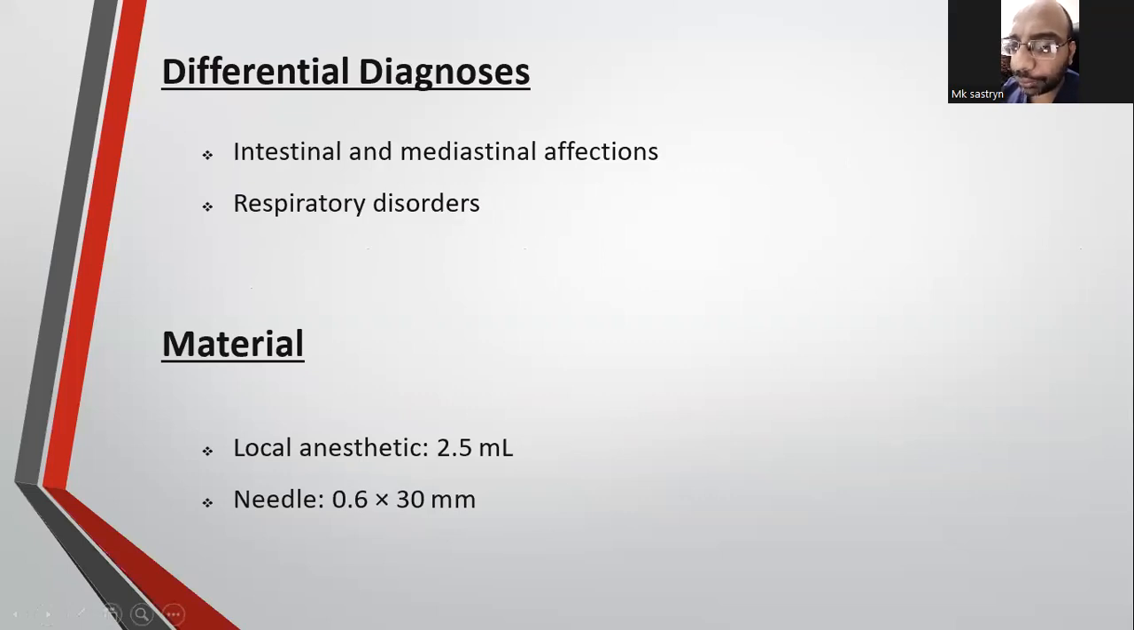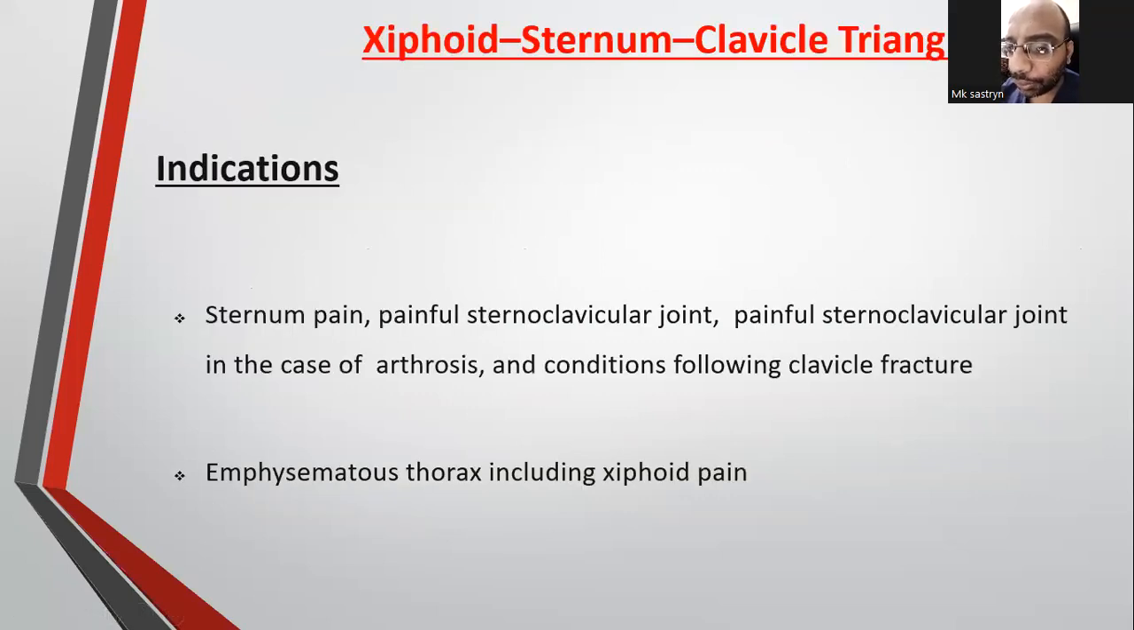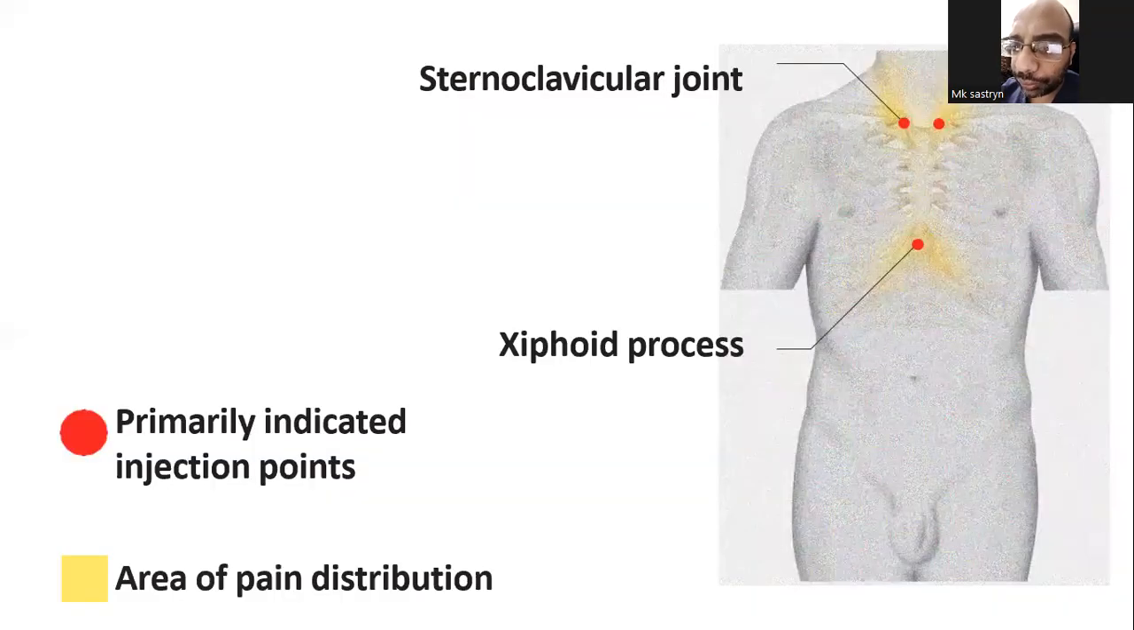Go behind. See, it is intestinal and mediastinal affections. No. First show them where is sternum pain or sternoclavicular joint. Which joint it is? Please show them in the Google. You can see this is a sternoclavicular joint. It is near the clavicular bone, right?